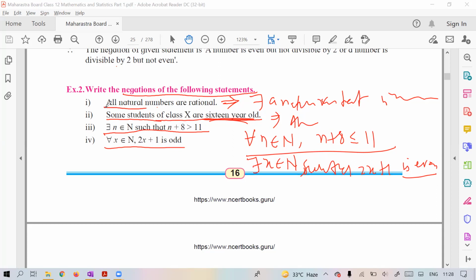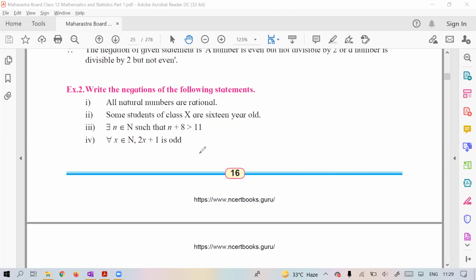So, all natural numbers are rational. So some natural numbers are not rational, or there exists a natural number that is not rational. You can write like this. So you have seen this. Do you have any doubt? Anyone?